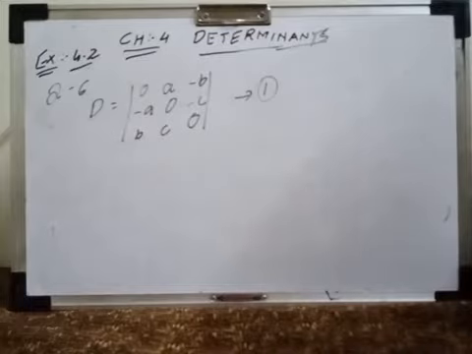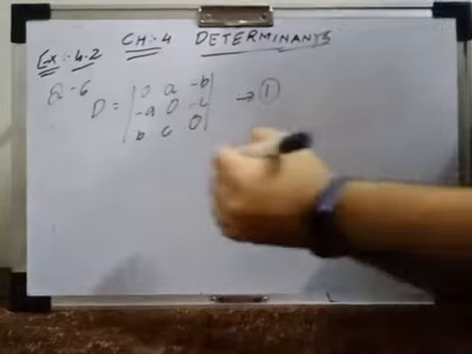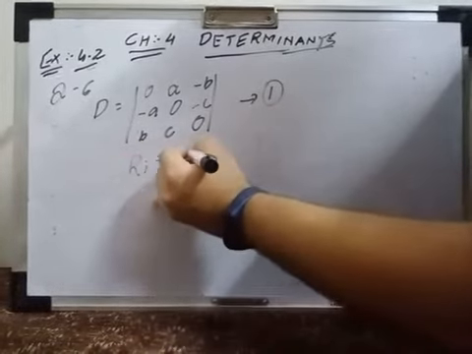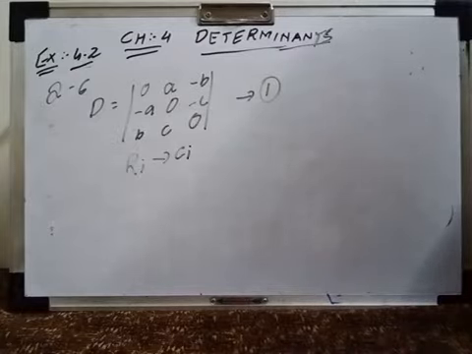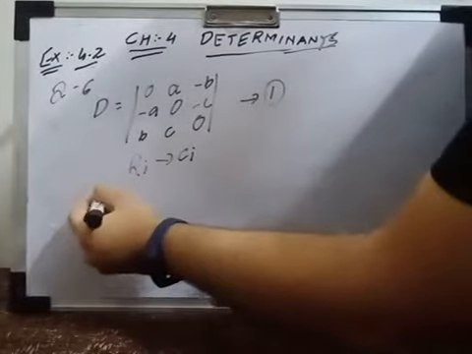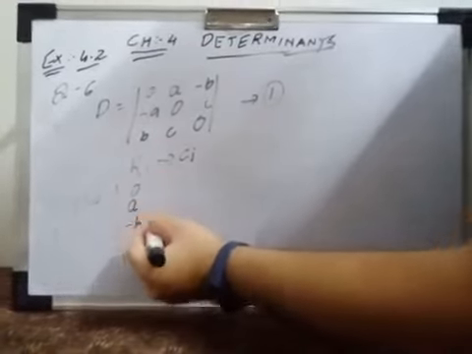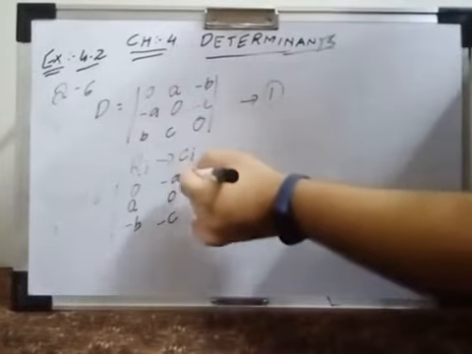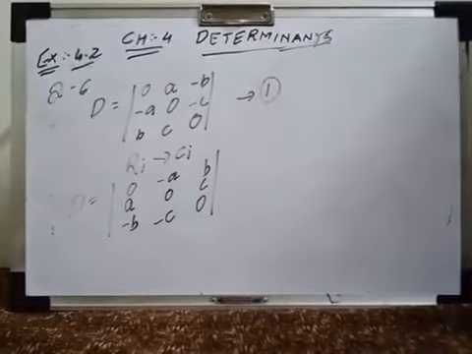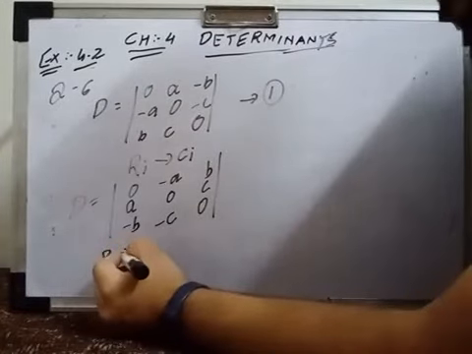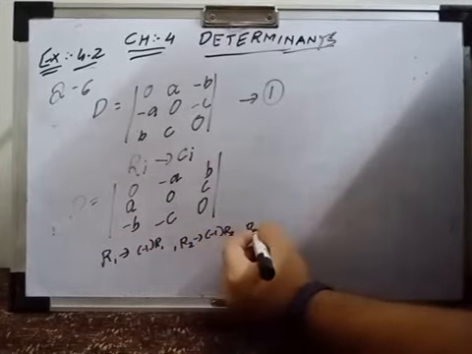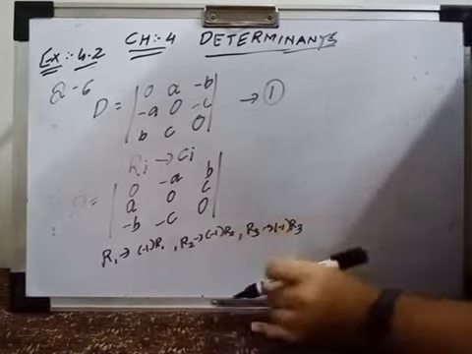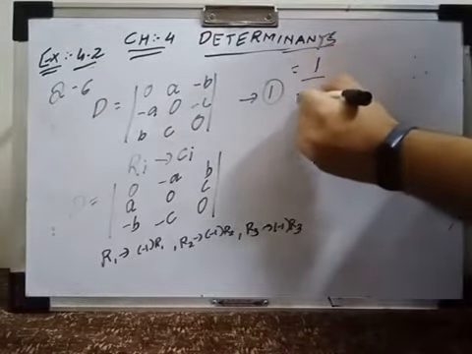To find the solution of this, we'll apply a different approach. We'll apply Ri to Ci over here. This property says that you should convert every row into column. Therefore, my first row will become my first column. My second row will become my second column. Third row will become my third column. Now I will multiply row 1 by -1, row 2 by -1, and row 3 also by -1. As I am multiplying by -1, I have to divide by -1 outside.